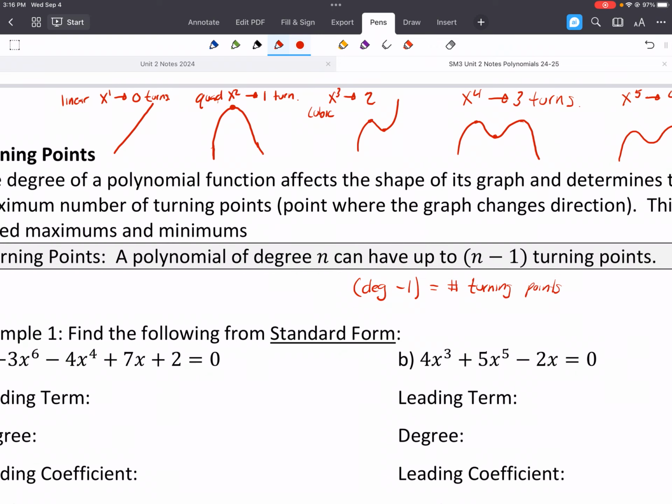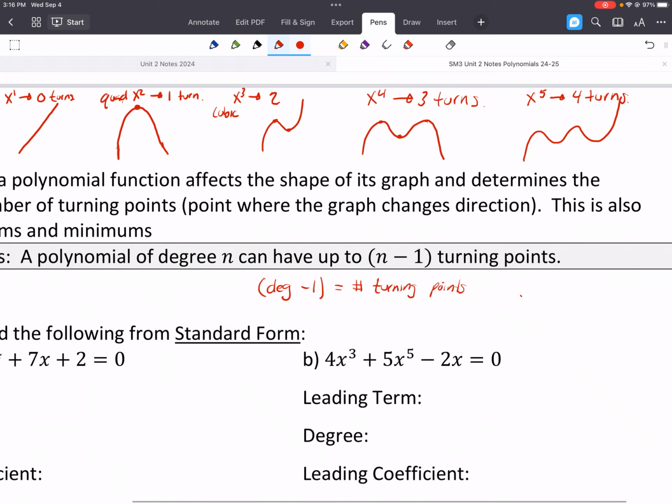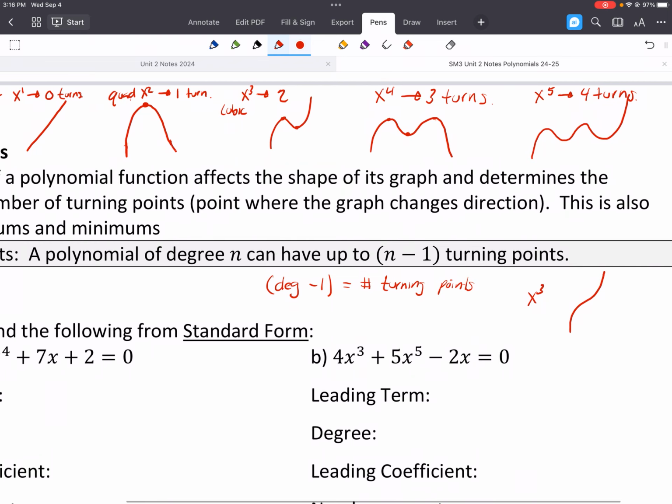You could have less. If you were to graph x to the third, it would look something like that, and it wouldn't ever end up turning. So it really depends on your equation and some of the other terms of the equation. But here we're just focusing on the maximum possible turning points.